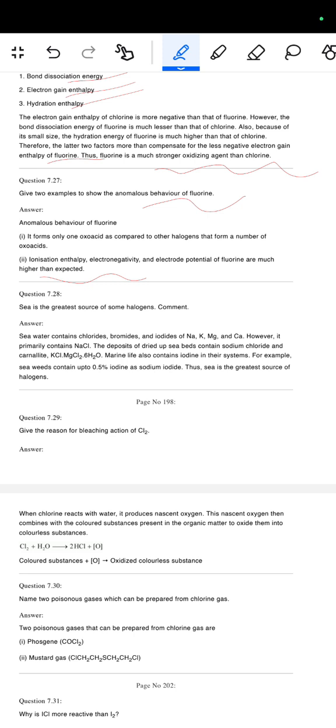Comment. So sea water contains the chlorides, bromides and iodides of Na, K, Mg and Ca. However, it primarily contains NaCl. The deposits of dried up sea beds contain sodium chloride and carnallite, KCl.MgCl2. Marine life also contains iodine in their system. For example, sea weeds contain up to 0.5% iodine as sodium iodide. Thus, the sea is the greatest source of the halogens.